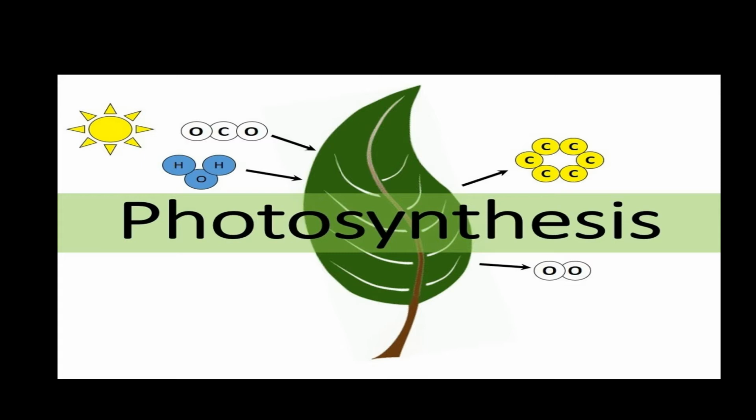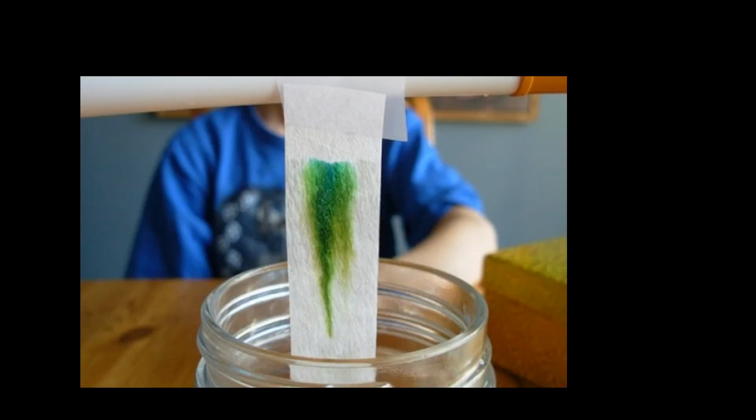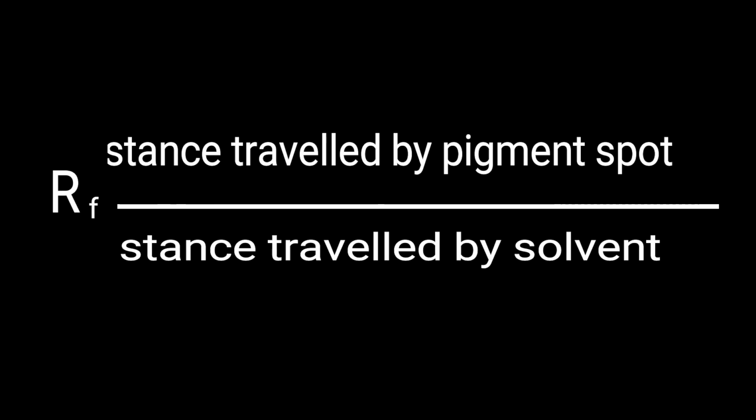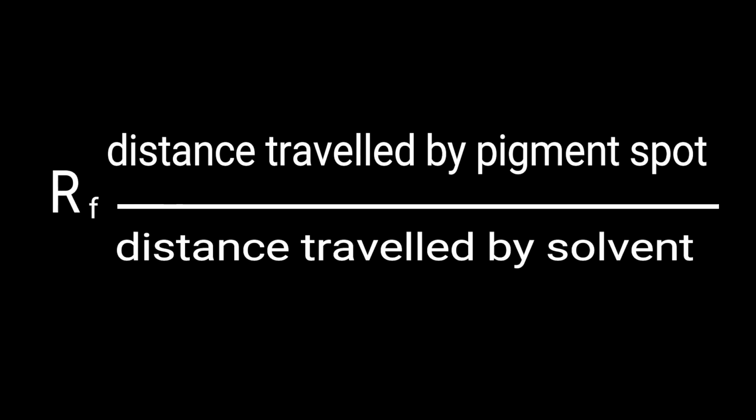So you can easily extract chloroplast pigment from a leaf to see how many pigments are present by using paper chromatography, as shown in here, and you can calculate the RF value for each pigment using this equation. The equation is RF equals distance traveled by pigment spot divided by distance traveled by solvent.